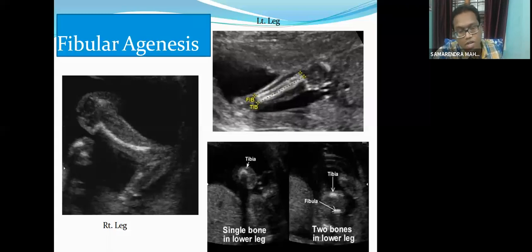And when in doubt, because at times we are not able to see both the tibia and fibula in one plane, there is a technique: rotate the probe 90 degrees. In case of fibular agenesis, only one bone will be seen in cross section, a single bone, that is the tibia. And the lower right one shows both bones in cross section, both the tibia and the fibula.